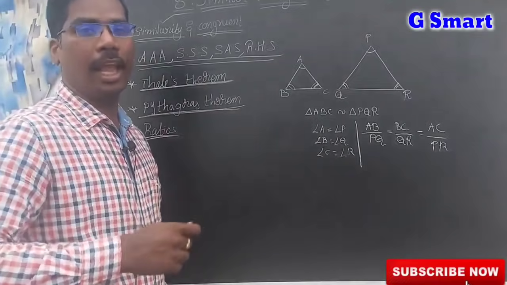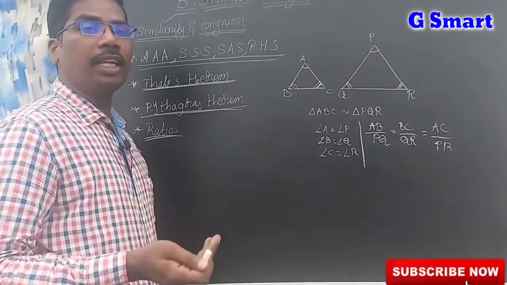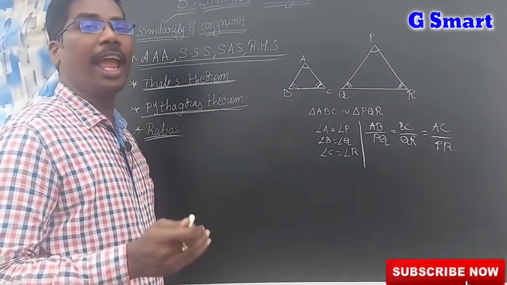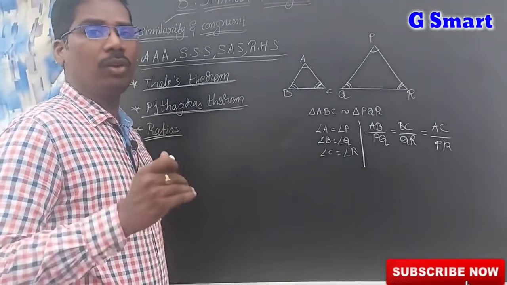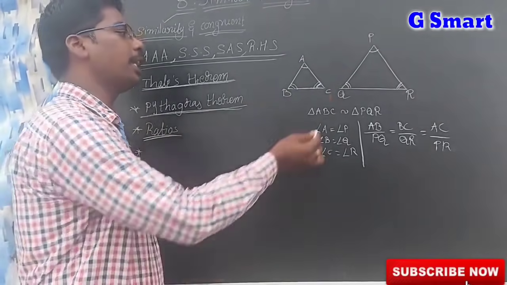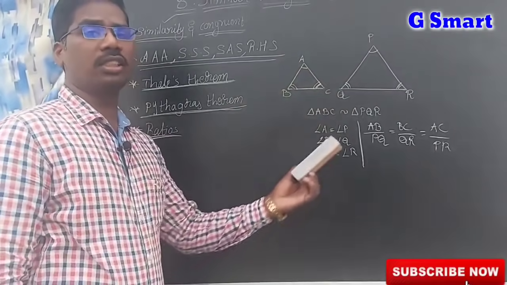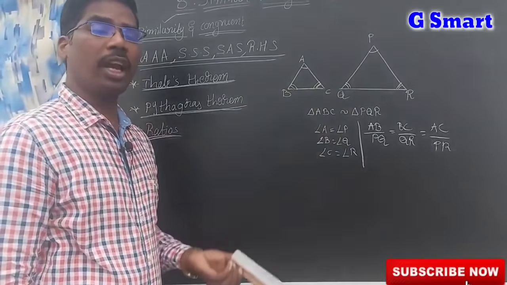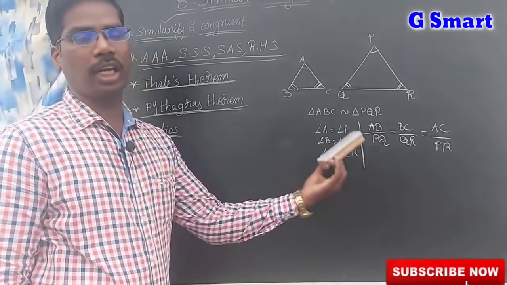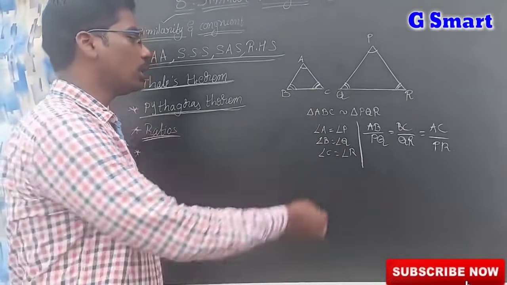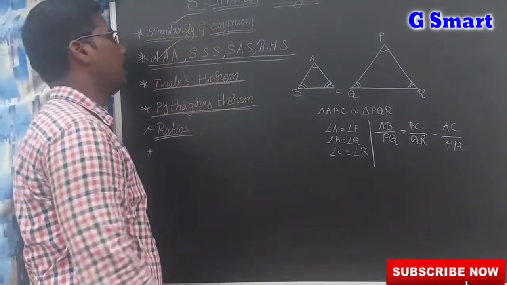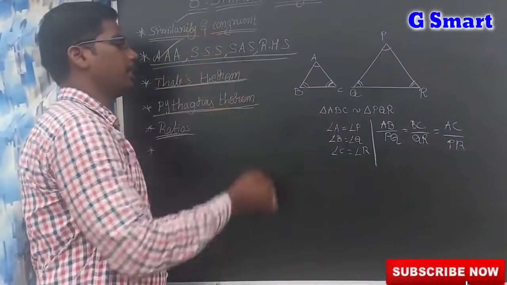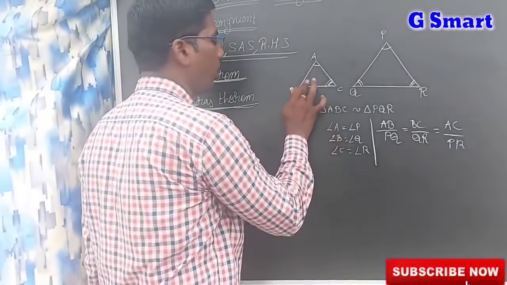So what does the angle, angle, angle axiom mean? If the 3 angles of one triangle are correspondingly equal to the 3 angles of another triangle, then the 2 triangles are said to be similar to each other. If 2 triangles are similar, then the corresponding angles are equal and corresponding sides are in proportion. So this is called the AAA axiom. This is completed. Next, the SSS axiom. Now see here, in this triangle I am taking only sides.